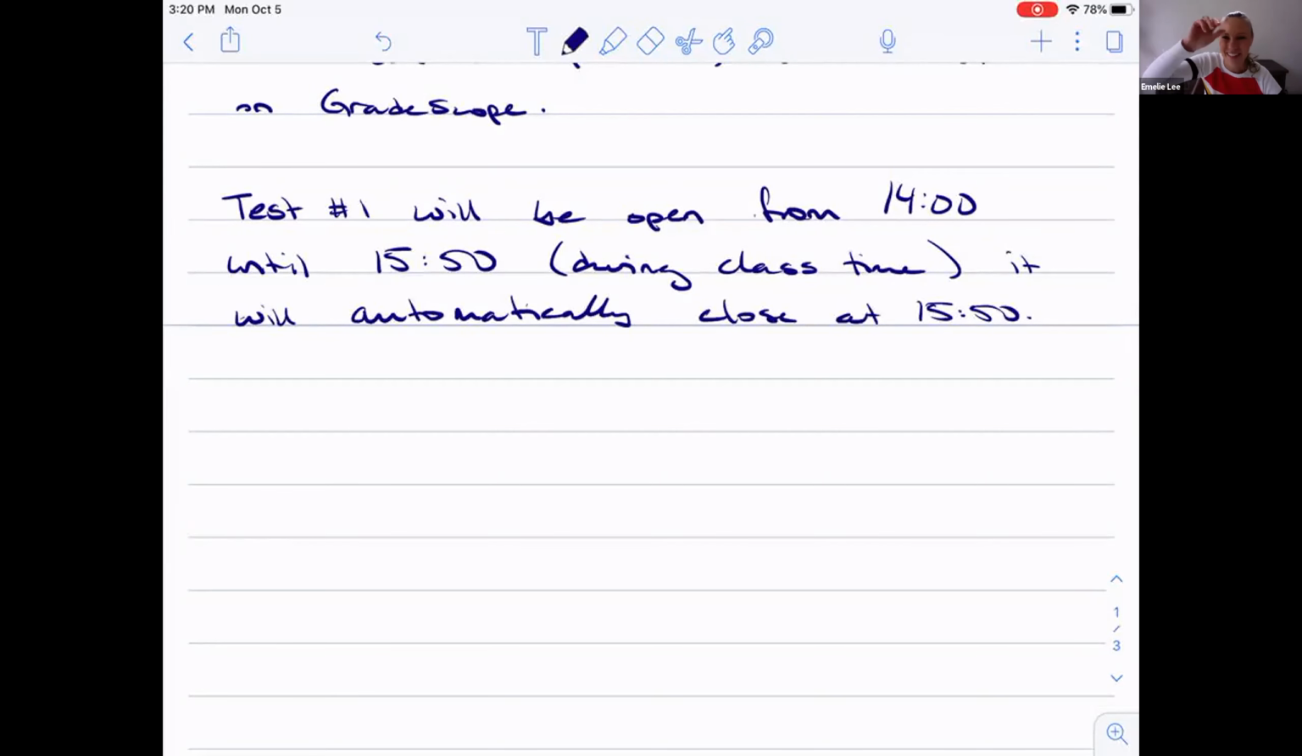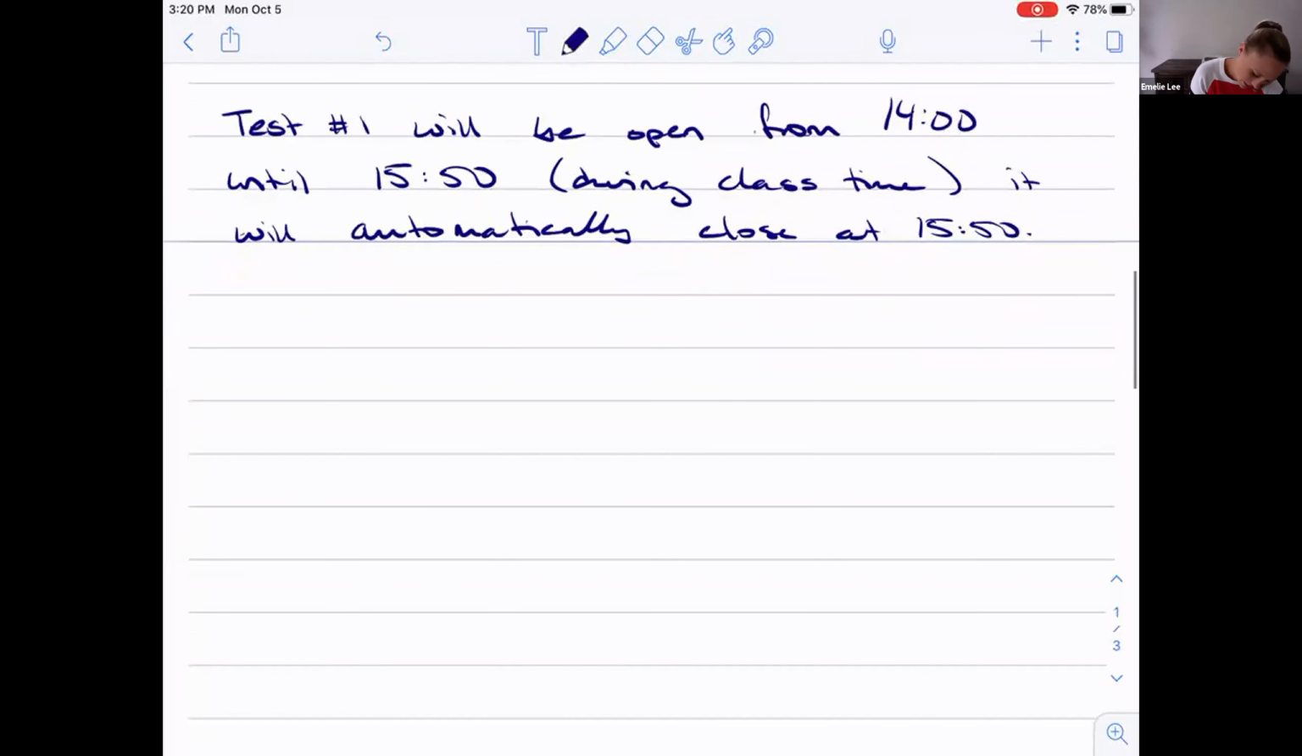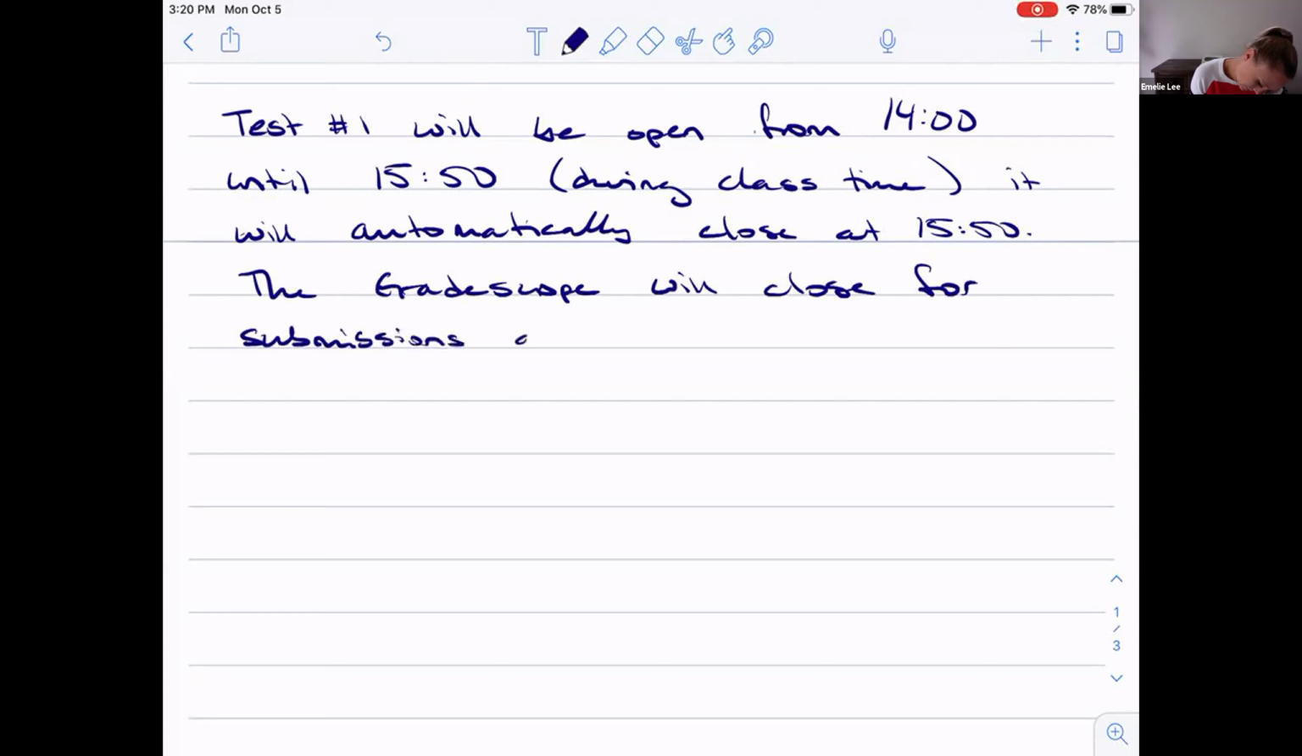So 2 to 4, and then it's so hard because in my head it's 3 to 5 here, but that doesn't help you at all. So from 4, the Gradescope will close for submissions at 5 o'clock.